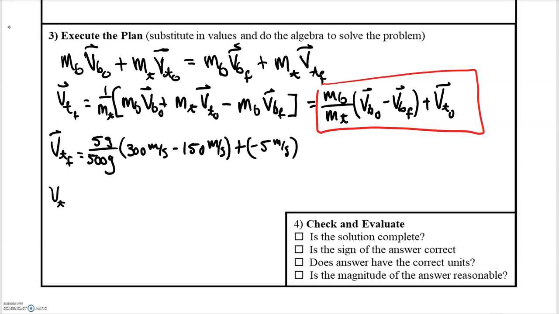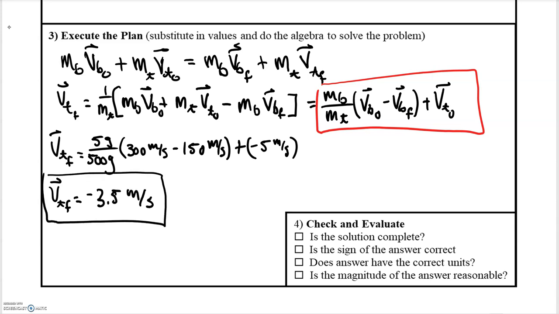Plugging all that into your calculator, you find that the final velocity of the target is equal to -3.5 meters per second. So it is moving to the left since we have some momentum to the right from the bullet and the final. So we expect that target to be moving to the left. So everything seems to be good to go.